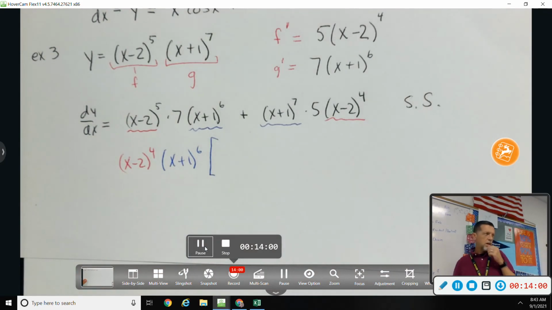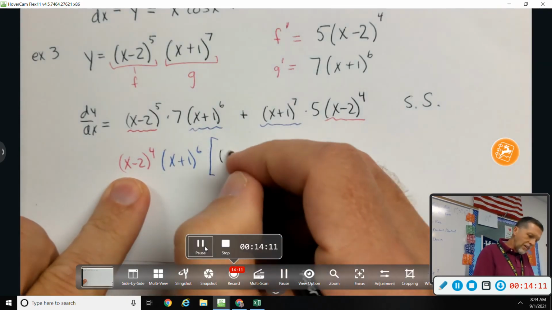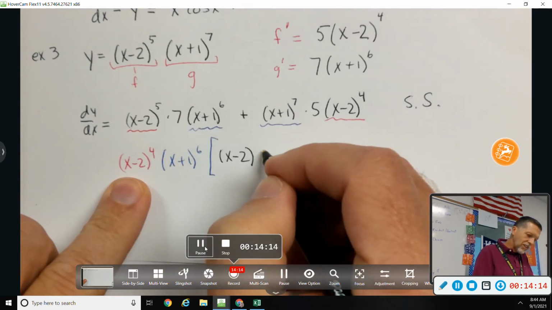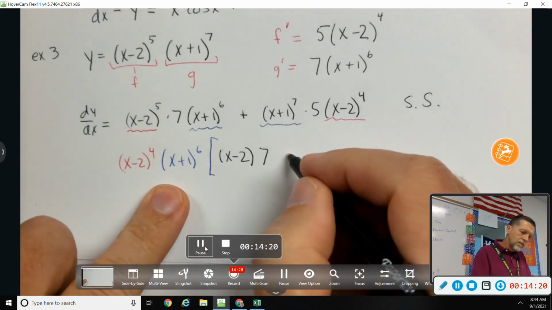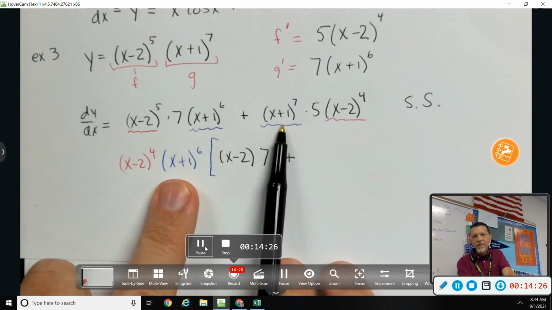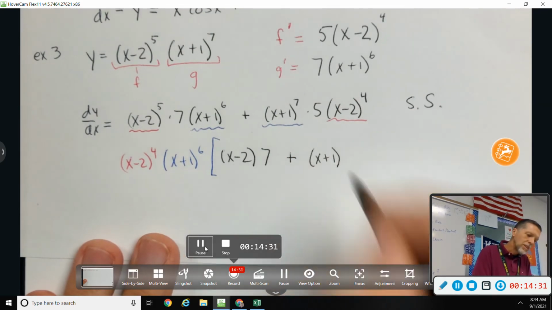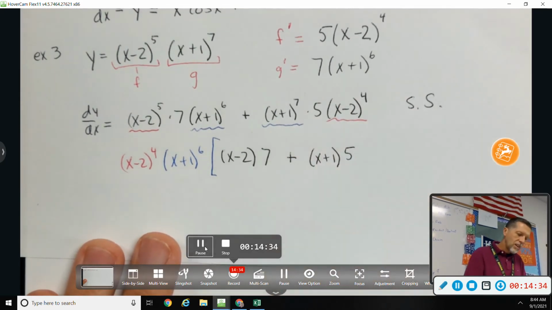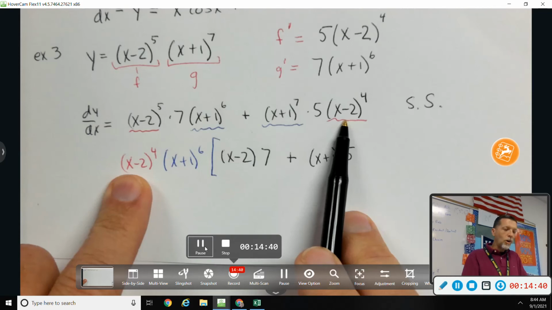Should we factor that because of the exponent? Right. I took out as many as I could. So on this first term, I took out 4 of the x minus 2's, so there's 1 left, and the 7's left. I took out all of the x plus 1's from the first term. From the second term, I took out 6 of the x plus 1's, so that leaves 1 of the x plus 1's, and the 5 still there. How many of the x minus 2's did I take? All of them. They're all gone.